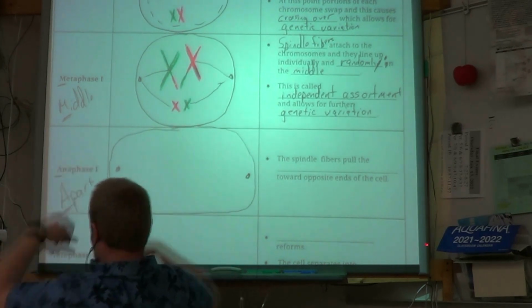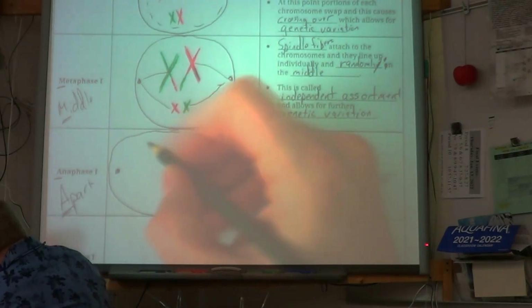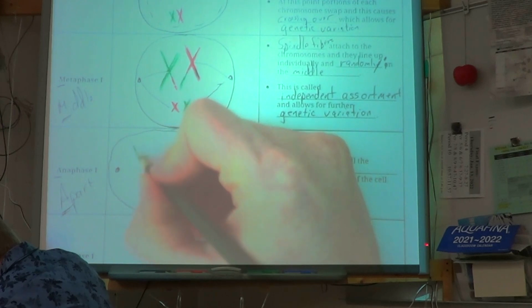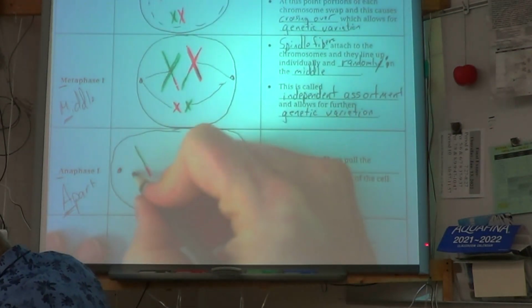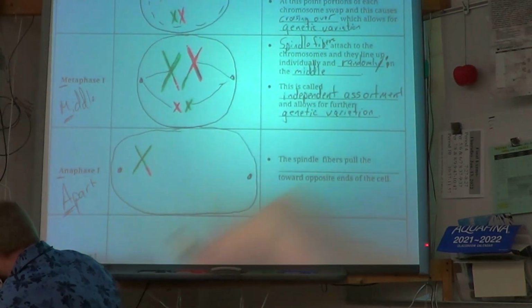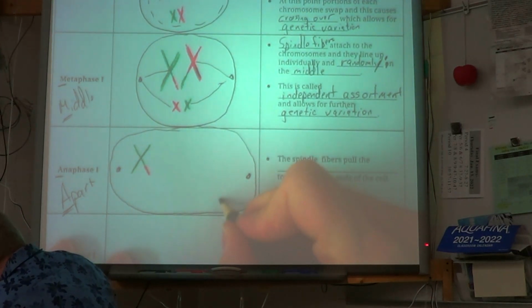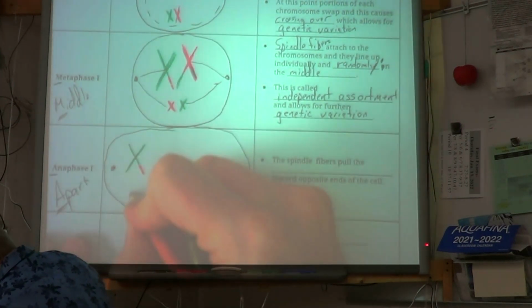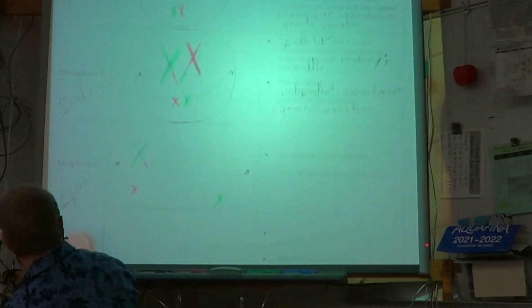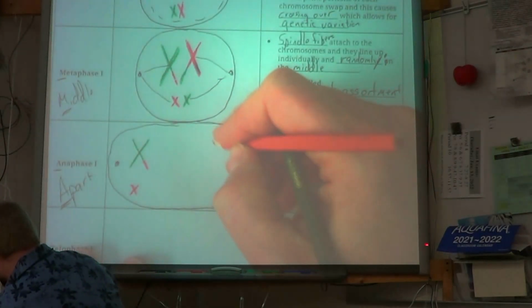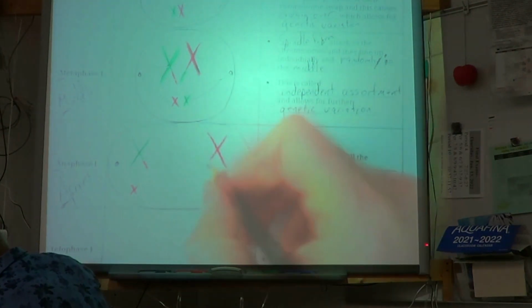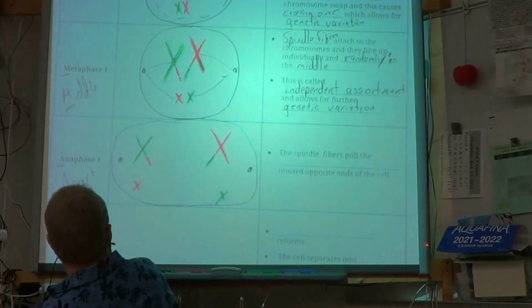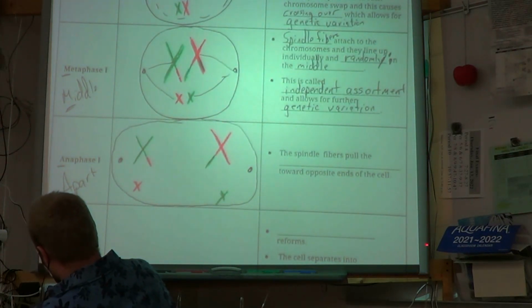So I start to elongate that cell a little bit. And what I get is a big green chromosome with a little bit of red to the left. Then to the right, I get a big red chromosome that has a little bit of green on the bottom. And then I have a little green down here.